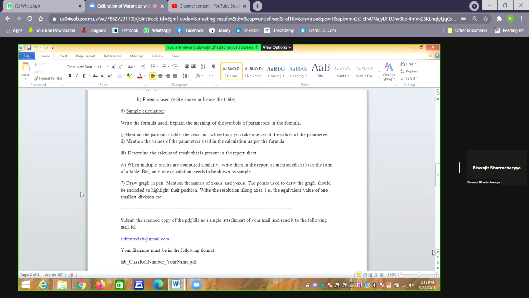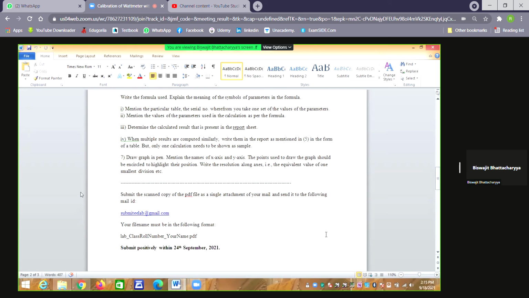And what is the name of the file? Please remember, the name of the file will be lab, then underscore. It is not a hyphen or dash. Underscore, class roll number, underscore, your name. So if your name is anything, just write your name. Dot PDF. Say lab underscore 00 10801004, something like that, underscore, say Vishwajit Bhattacharya dot PDF. So something like that will be the nature.